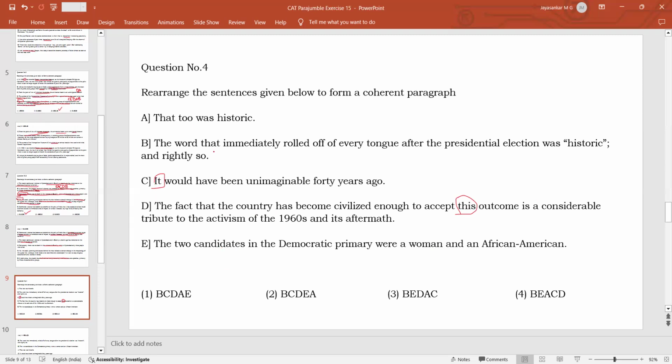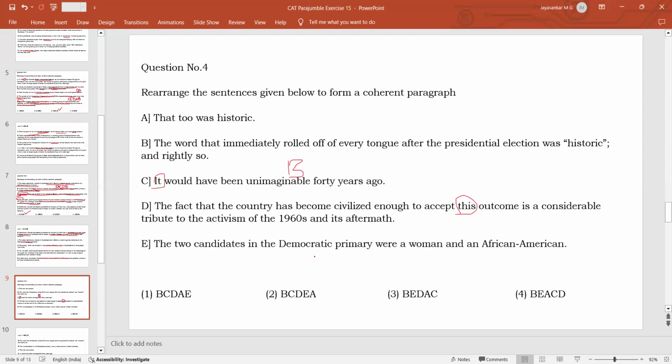So the best opening sentence is option B, because the word that held every other tongue after the presidential election was historic. So after the presidential election, everybody said that this was a historic election. So what should be the next sentence? Why is this considered historic? Because when you give a particular adjective to a particular incident, then you have to justify it by saying why everybody was saying that this presidential election was historic. So that is stated here.